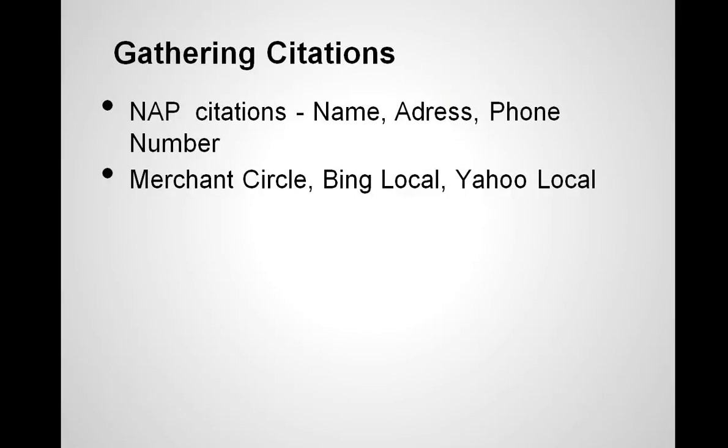Here's how you actually rank on Google Places. Another part of it is gathering citations: your name, address, and phone number. It needs to be all throughout the internet on different local directories, like Merchant Circle, Yahoo Local, Yellow Pages. There's a ton of different local directories on the internet, and you want to be in as many as you possibly can, making sure that your name, address, and phone number are exactly the same throughout the internet.